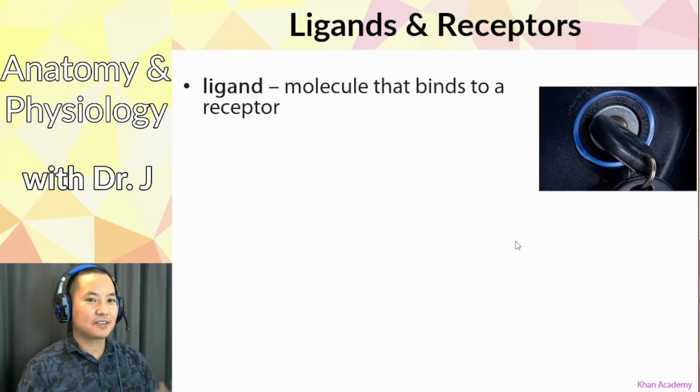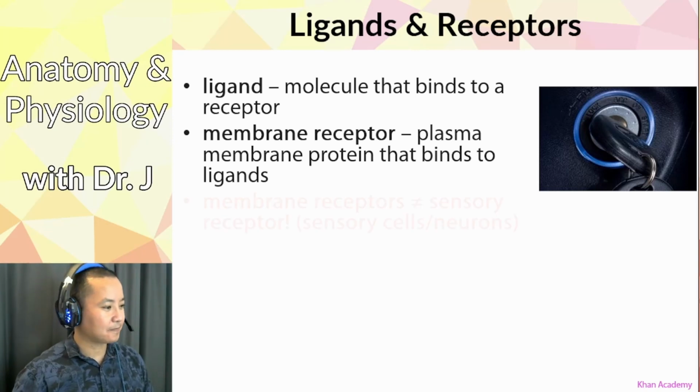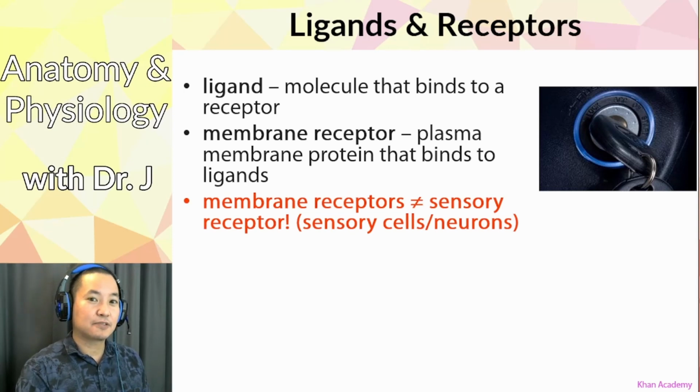A ligand is a molecule that binds to a receptor, but in this case, I'm talking about protein receptors, these membrane receptors. This is some sort of protein found in the plasma membrane of a cell that a ligand binds to. I like to think of it like a lock and a key: the lock is the receptor, and the key is the ligand that turns the lock and activates it. Again, I'm talking about the protein, the molecule, not the entire cell.